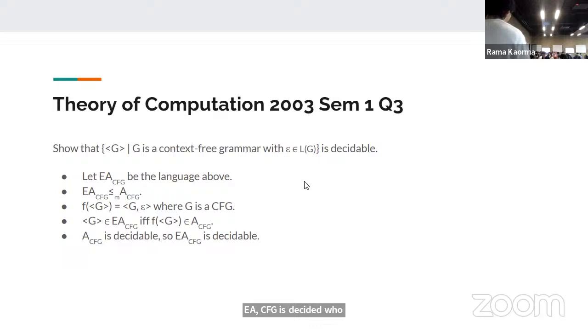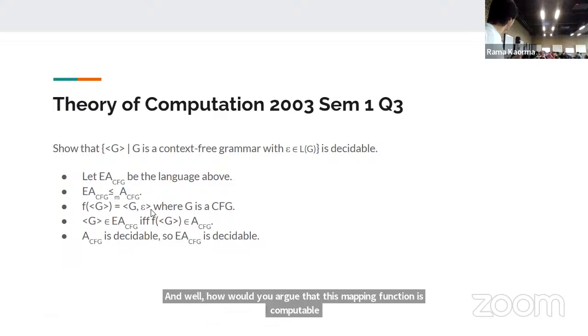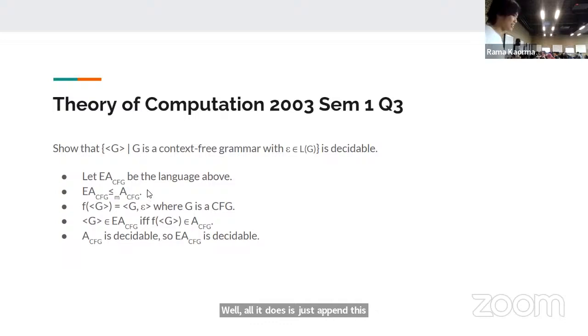Sounds like a jumble of letters. All right. Cool. And how would you argue that this mapping function is computable? Well, all it does is append this epsilon to it, right? So that's kind of obvious. Okay, cool. All right. No questions? Or yes questions?